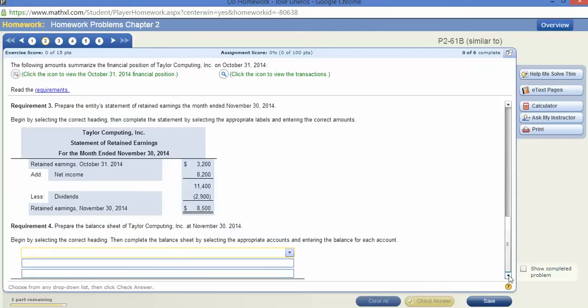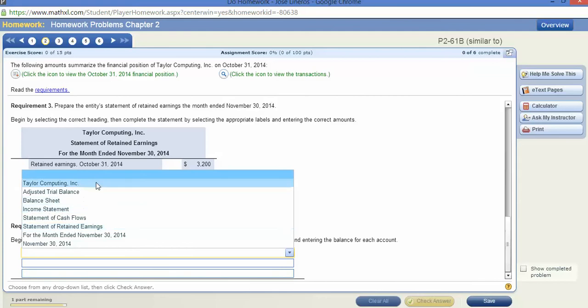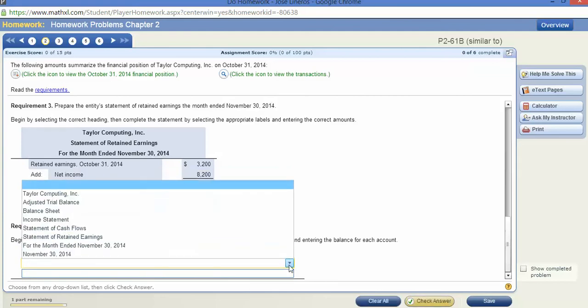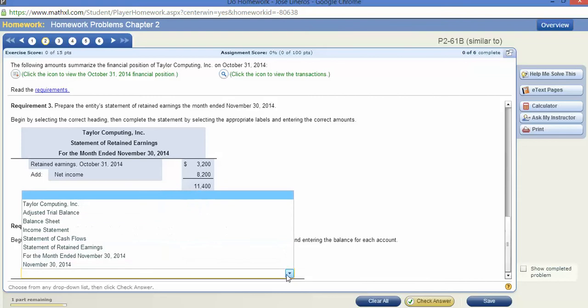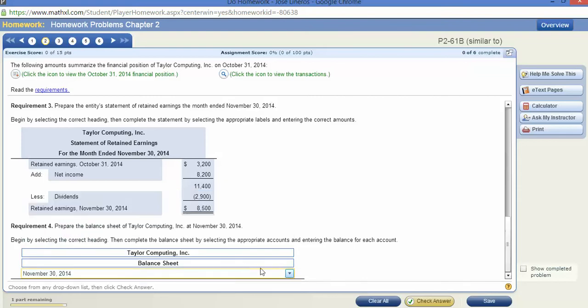Let's go ahead and, while we're here, complete the balance sheet. Since I had it on the head, might as well finish it now. Remember, everything begins with the name of the company, and then we have the name of the financial statement. And remember, the balance sheet is the one that has just the date. It doesn't have "for the period of." It's not analyzing a certain time period. It's a snapshot of what the company looks like at November 30th.